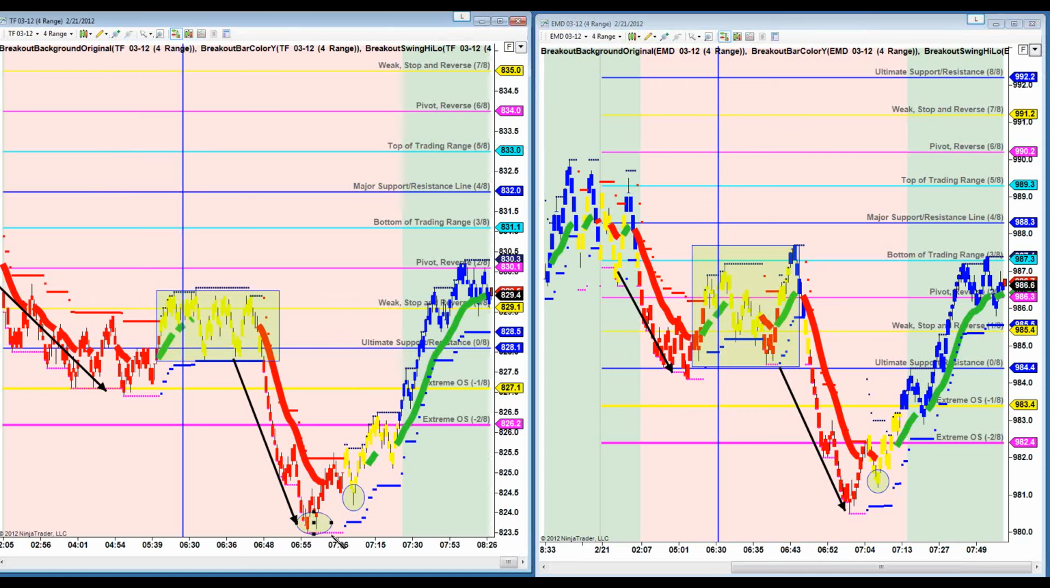Same down here. Here's a swing, here's another one, here's another one. What are we starting to do here? A little bit higher highs and higher lows, right? We're thinking possible reversal here, yes?